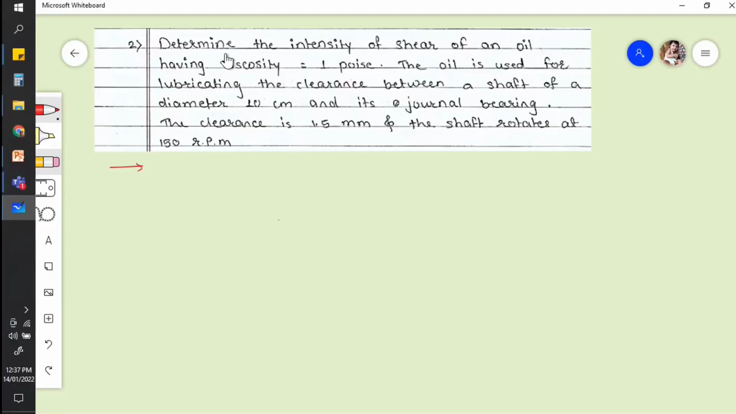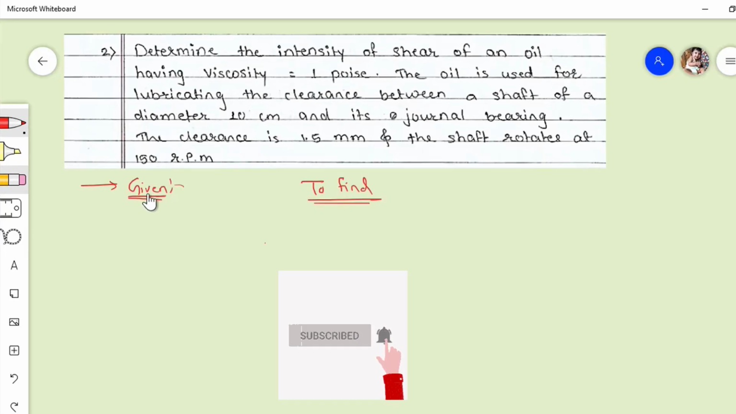Let's solve this. So determine the intensity of shear of an oil having viscosity equal to 1 poise. So what we have to find? First, always while solving numericals, you have to put all the given data on one side and what you have to find, so that once the data is there, we don't need to look at the question again and again. Okay, so we have to find tau. Shear stress we have to find.